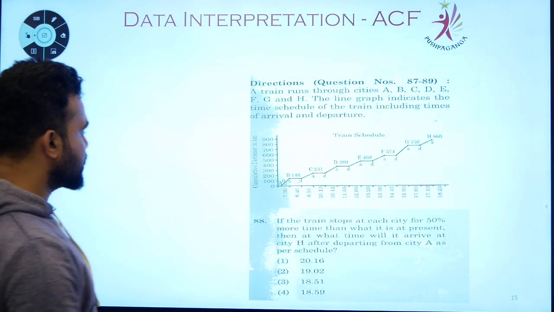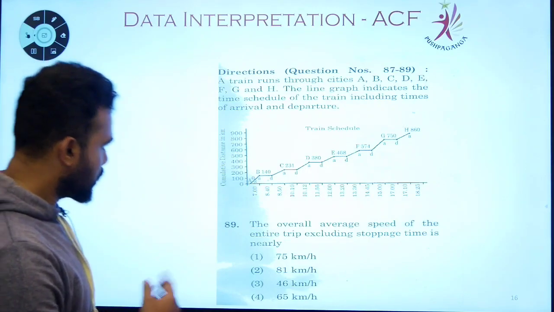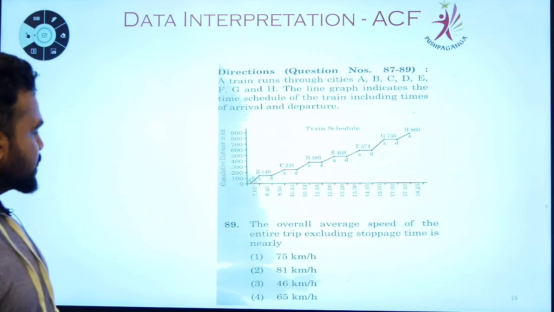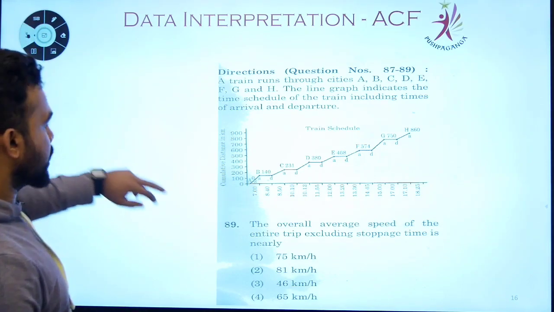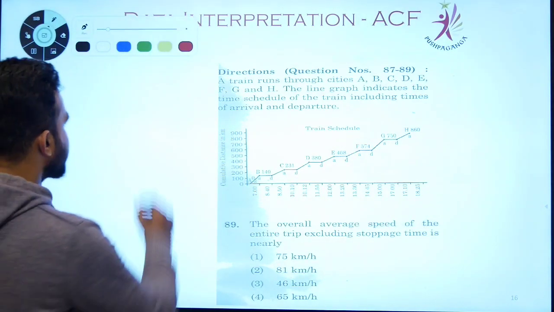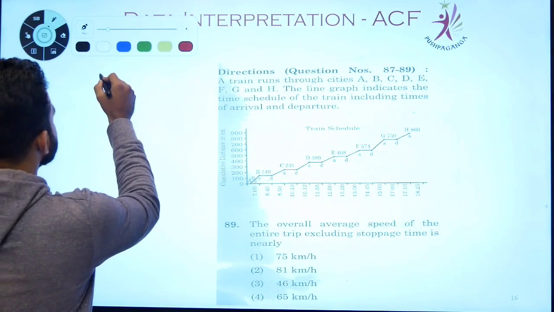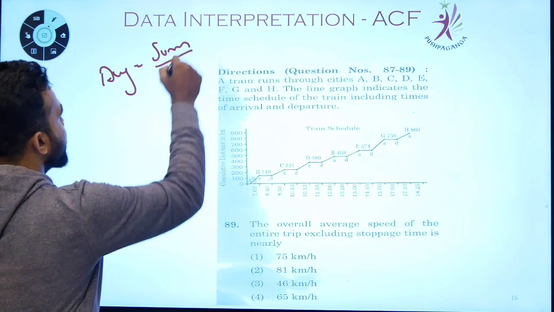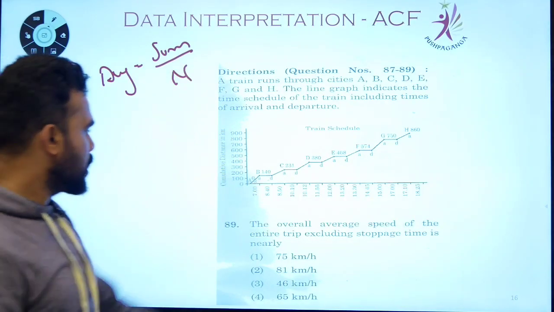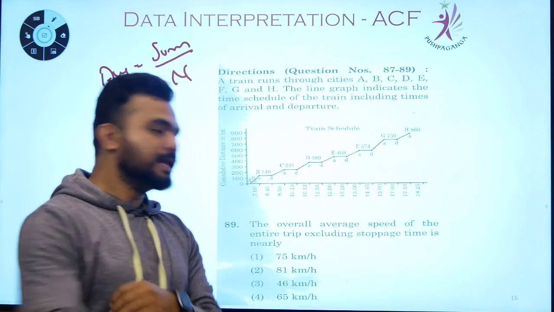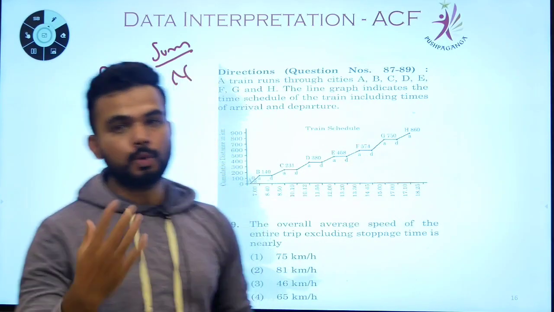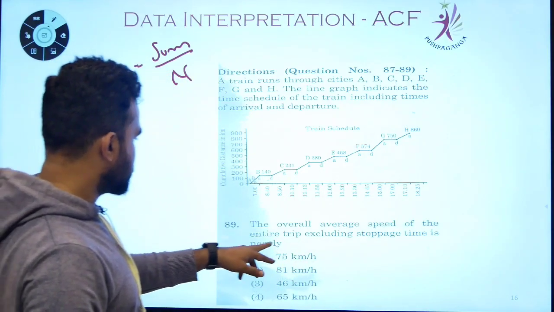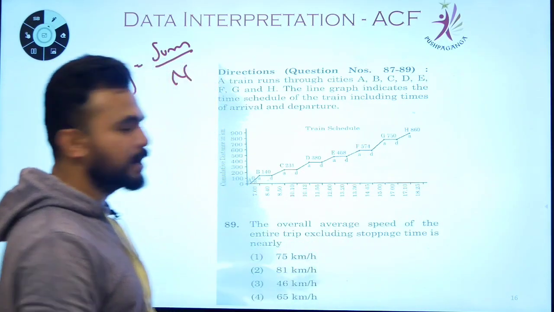So now we go with the next question, and the last question of today's topic. Now the overall average speed. Again, he's asking about an average. Overall average speed is for that entire trip excluding the stoppage time. He's asking excluding the stoppage time. He's calculating the average speed.